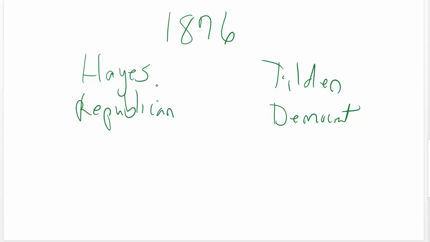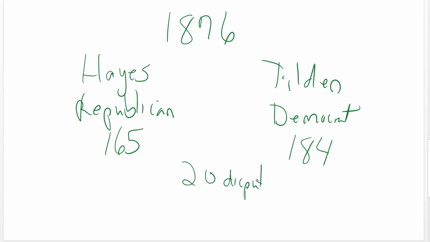Rutherford B. Hayes and Samuel J. Tilden. When the election votes were counted, Tilden had 184. Hayes had 165. Jack, were the votes all counted? No. They were missing how many? 20. There were 20 votes that were disputed. 20 votes that we're just not sure who won. So they set up a special commission. And that special commission gave all 20 to who? Hayes. So how many did Hayes win by? One. He won by one vote.